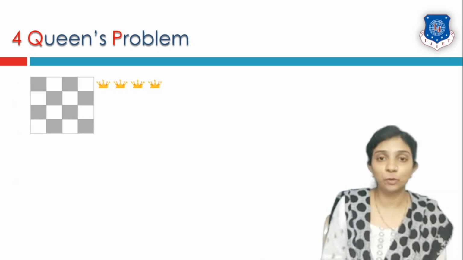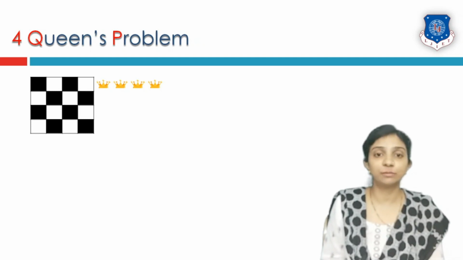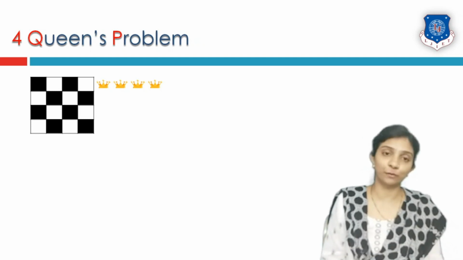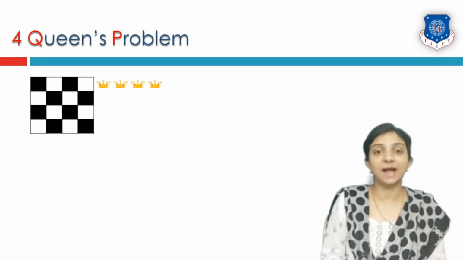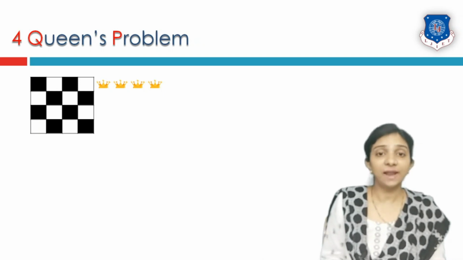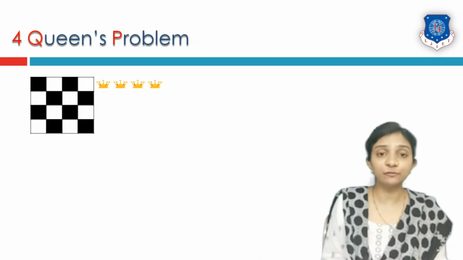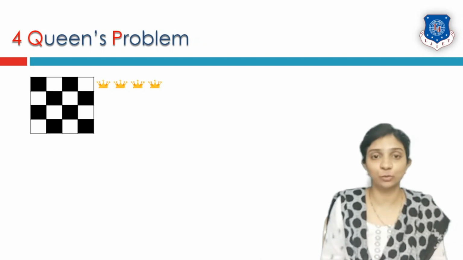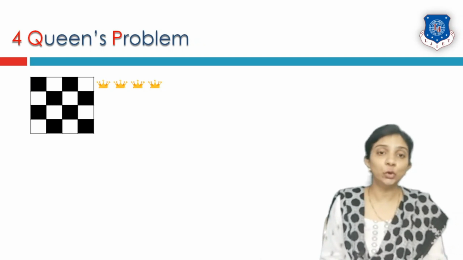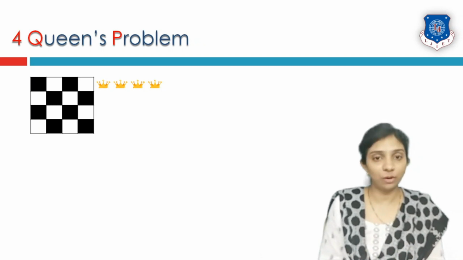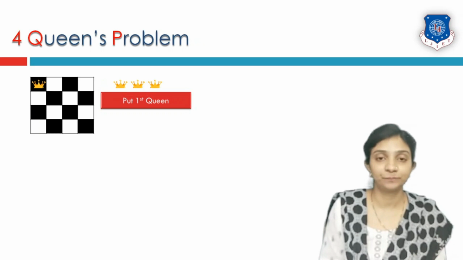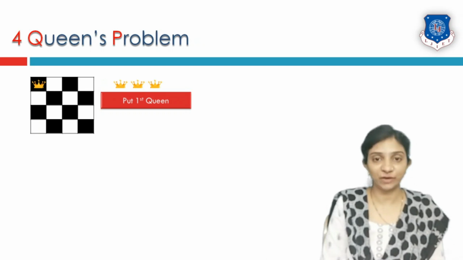If there are 4 queens, the chessboard must be of size 4 cross 4. That means there should be 4 rows and 4 columns. And we have to place these 4 queens over the chessboard in such a way that no 2 queens are in the same row, same column or same diagonal. So we will apply backtracking.